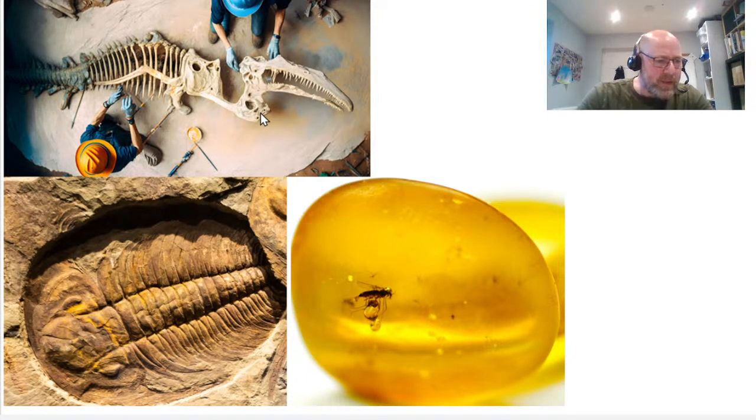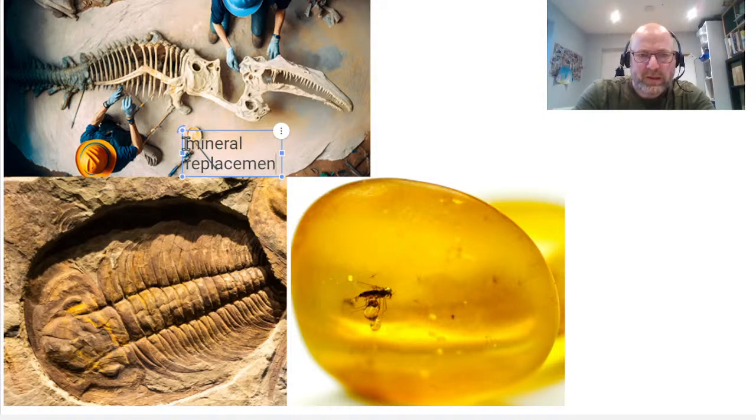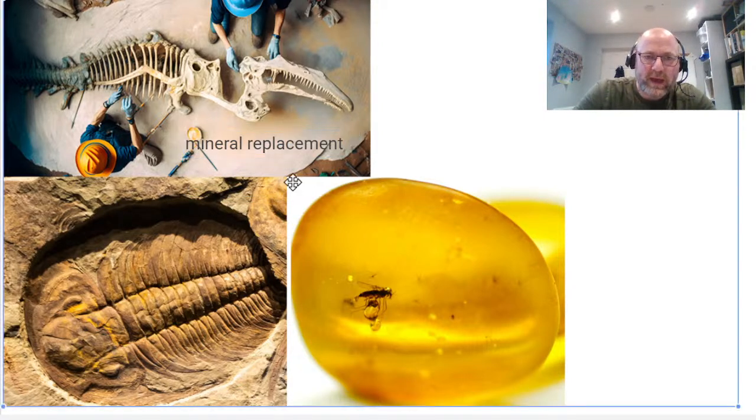Okay. So we've got 3 types of fossil here. We've got mineral replacement, which you need to know about for tomorrow's exam. This is where, in that picture of the two people cleaning the dinosaur, it looks like bones, but it's not dinosaur bones. It is where the calcium from their bones has been displaced in a chemical reaction with other minerals over millions of years, leaving behind a hard fossil that looks like bones.